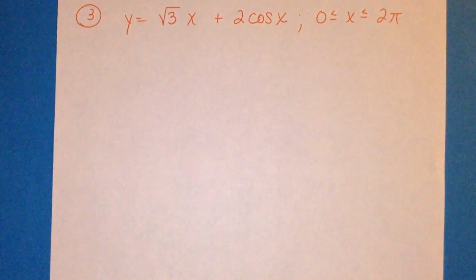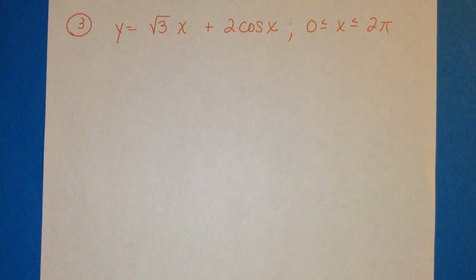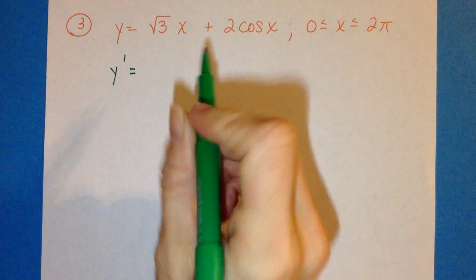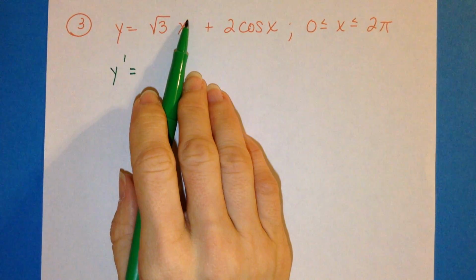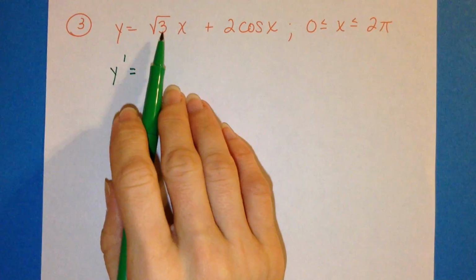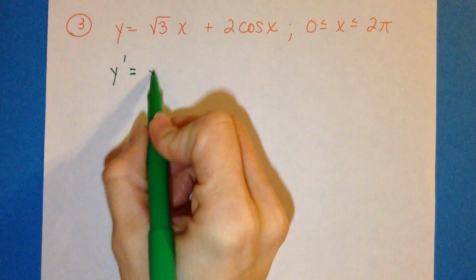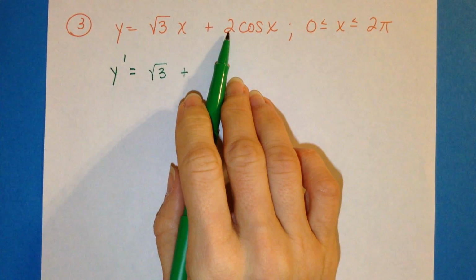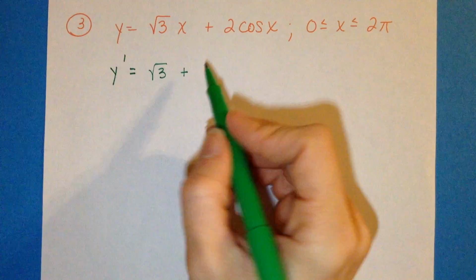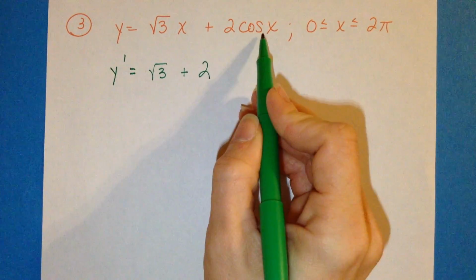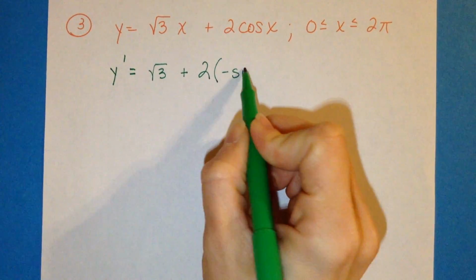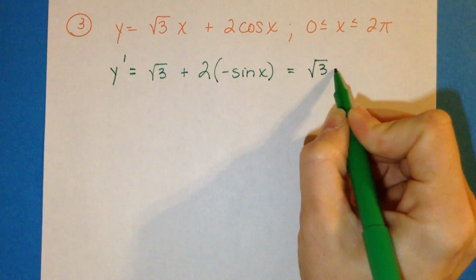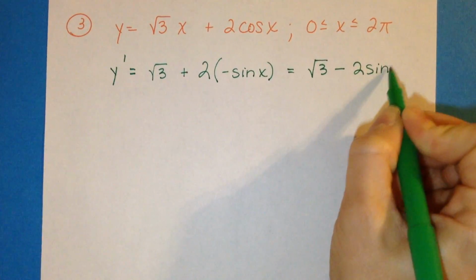Okay, one more. Of course, this one's got some trig for us to deal with. Again, you're going to start off by taking your derivative. Now, this is just x to the first power, so remember the derivative of this term would be just the coefficient, which is square root 3, plus, okay, now 2 is just a constant multiple here, so you can just do 2 times the derivative of cosine, which is negative sine. So, of course, that's just the same thing as square root 3 minus 2 sine x.